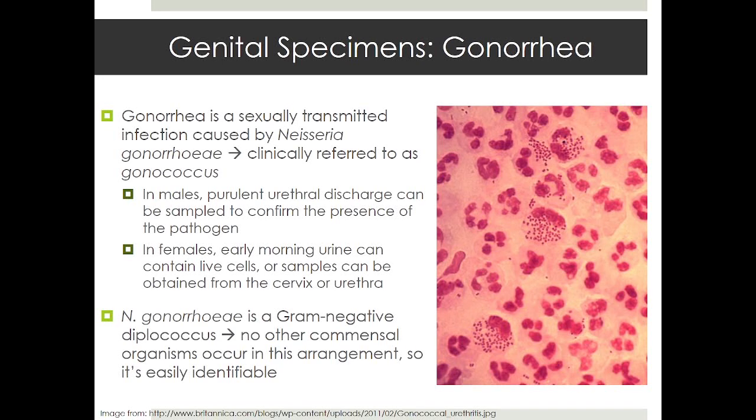Neisseria gonorrhoeae is a gram-negative diplococcus, and there is no other commensal organism that has this particular arrangement, so they're very easy to spot compared to other things that may be present. And you can see some examples of some diplococci.